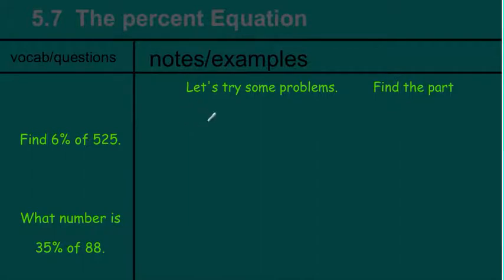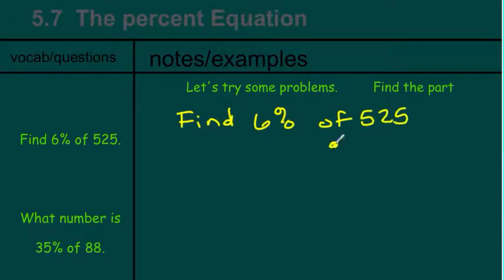But this says to find 6% of 525. What does the word of mean? It means to multiply. 525 is 525. So we know these two pieces already. Notice how I'm just writing them underneath. 6%. Now 6% is a percentage.